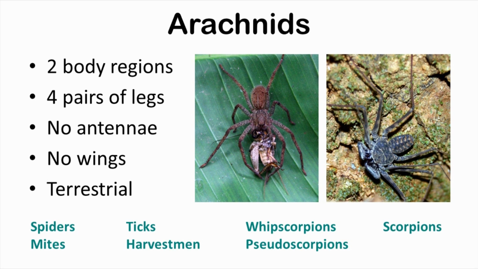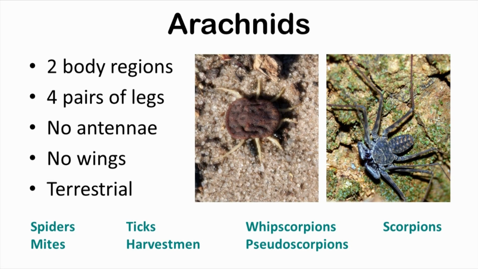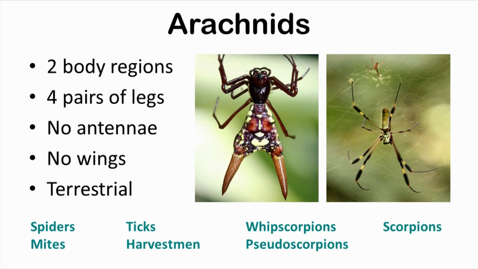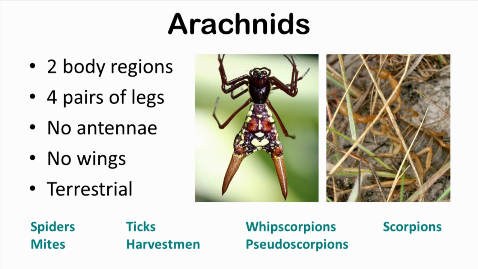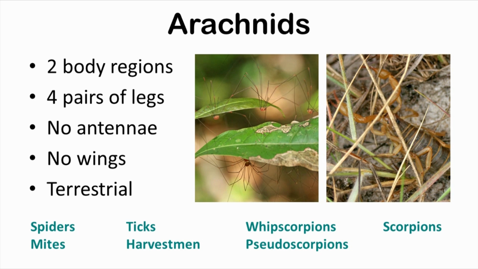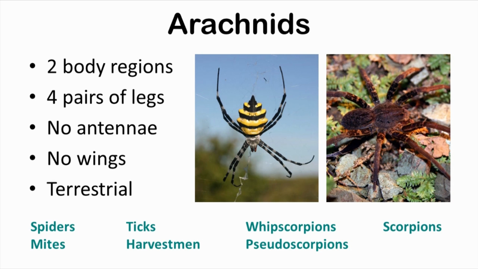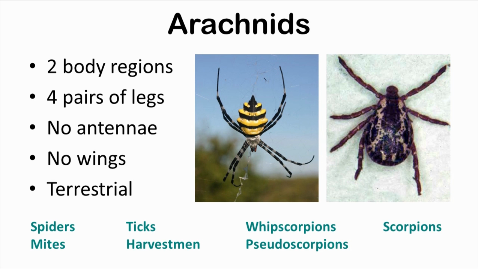The next group are the arachnids, which includes a long list of 8-legged creatures, which for the average person the most familiar are the spiders and maybe the mites, ticks, and scorpions. All of these creatures are characterized by having 2 main body regions and 4 pairs or a total of 8 legs. They are lacking in antennae and wings, and unlike the crustaceans, none live in aquatic environments.